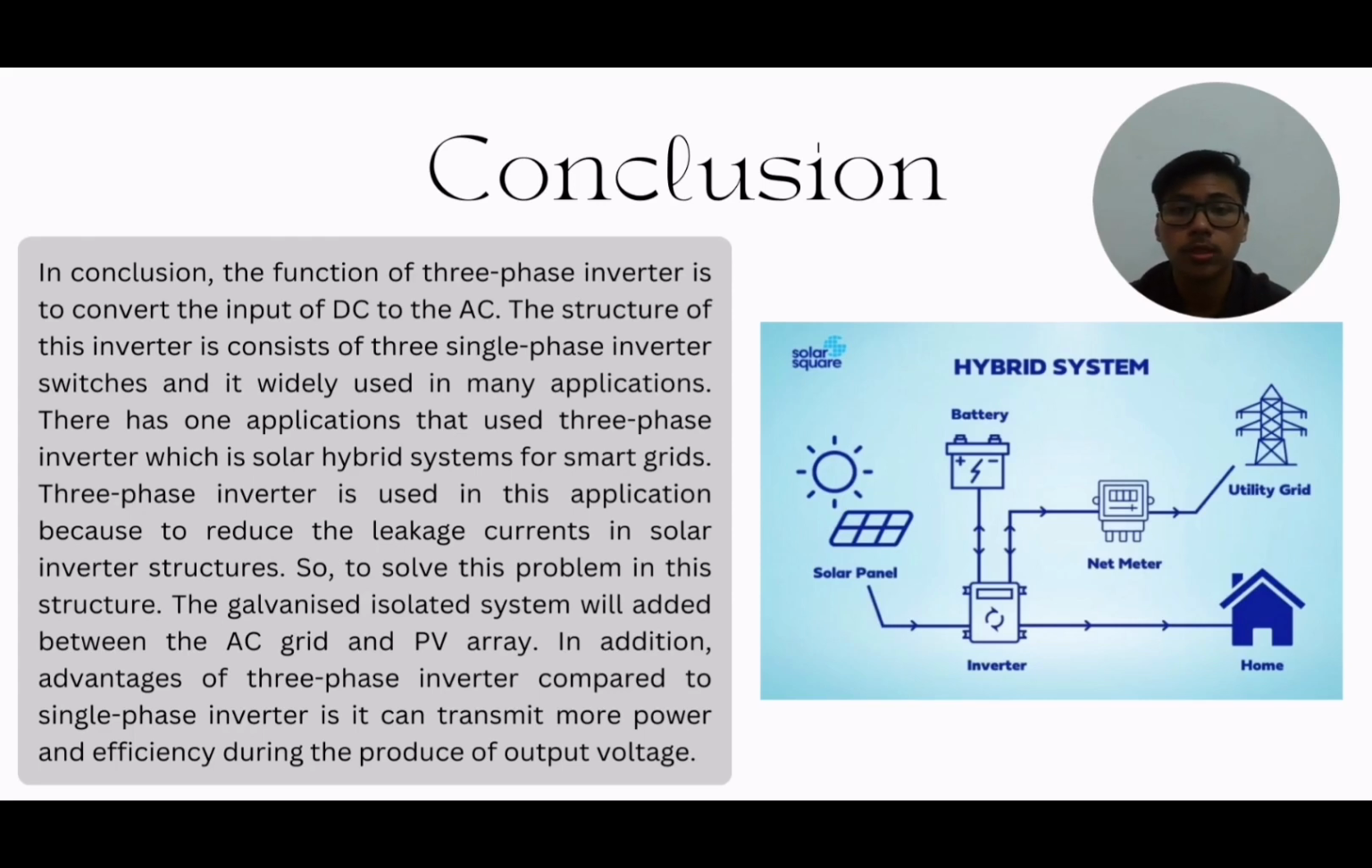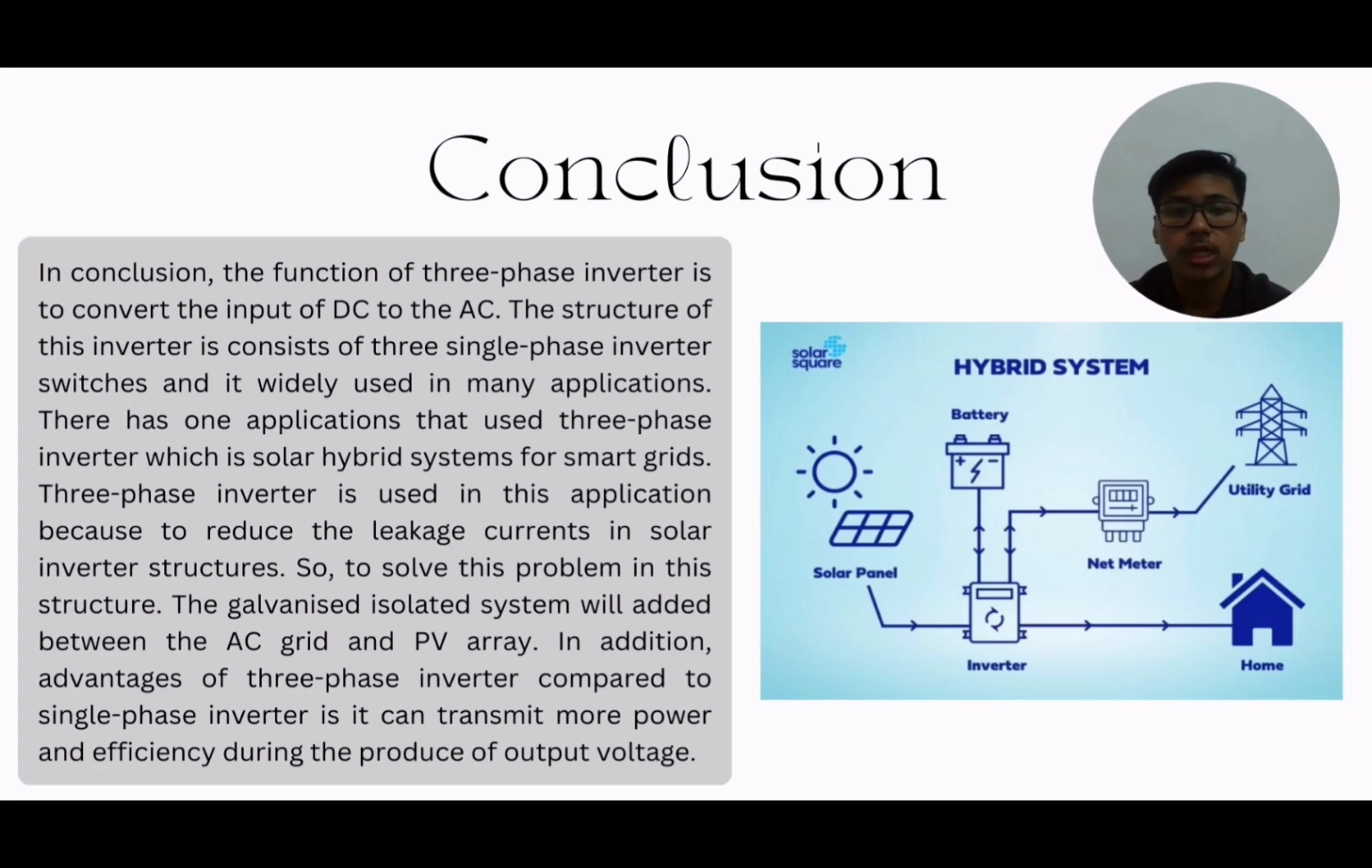For this last part, which is the conclusion. As we all know, the function of a three-phase inverter is to convert the DC source to an AC source as the output. The structure of a three-phase inverter consists of three-phase inverter switches that will be connected to all three load terminals. This type of inverter is widely used in many applications. For example, it is used in a solar hybrid system for the smart grid.